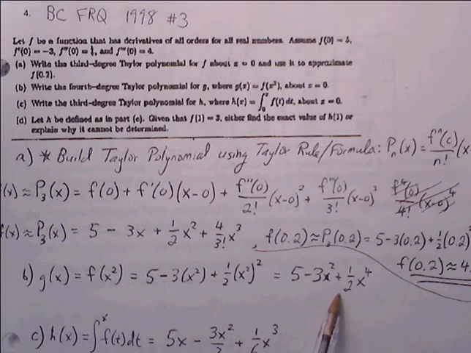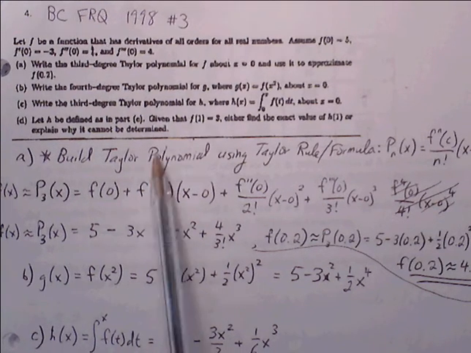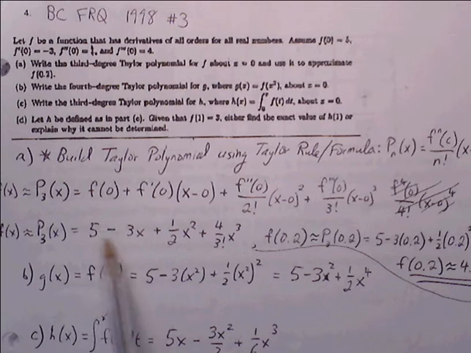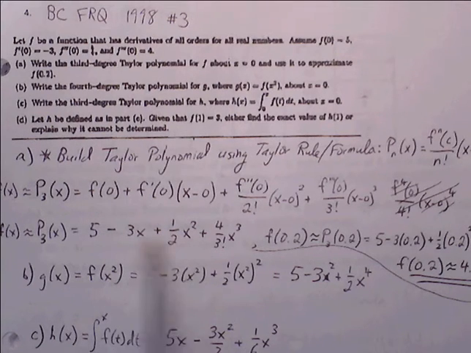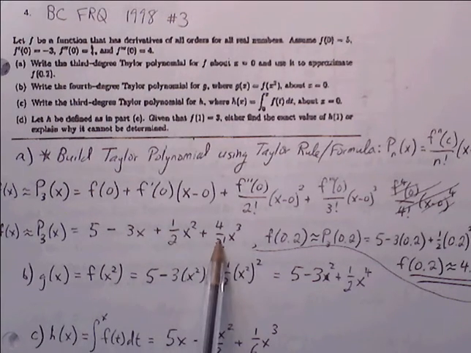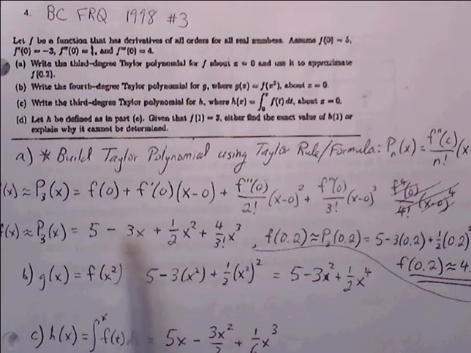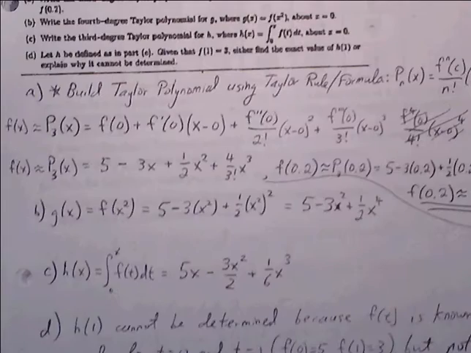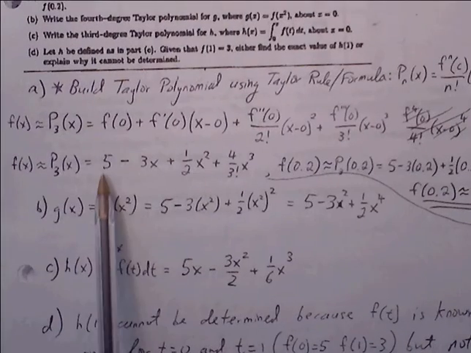Okay. Part C, write the third degree Taylor polynomial for h, where h is equal to the definite integral from 0 to x of f of t dt. So here we have something that represents f of x or f of t, and if we find the integral of this polynomial, then we'll be able to arrive at h of x. So then all we need to do is go through the power rule for each of the terms.